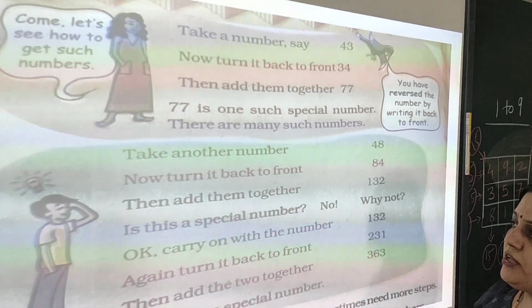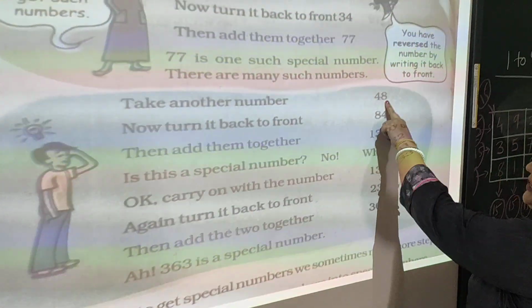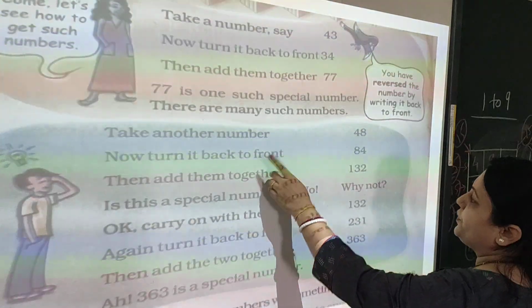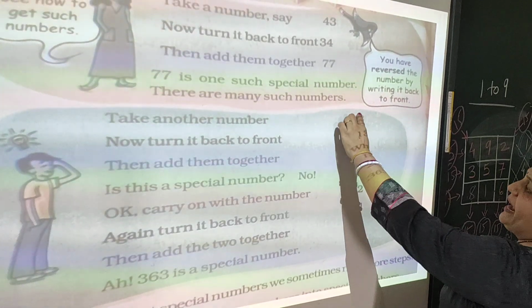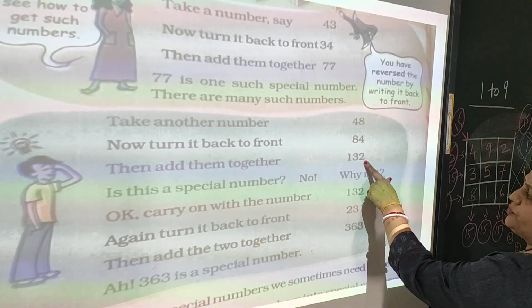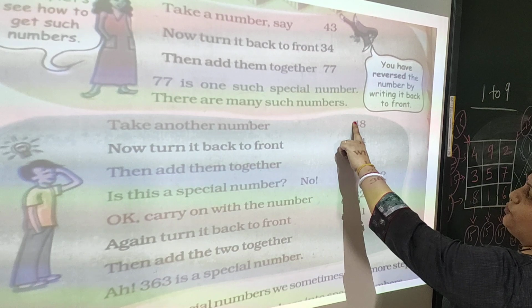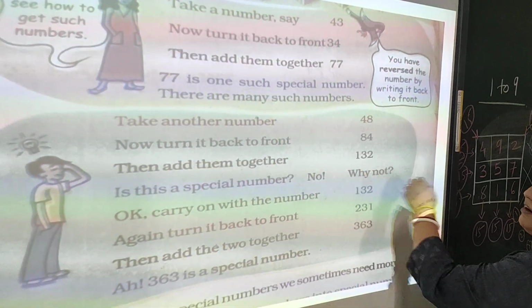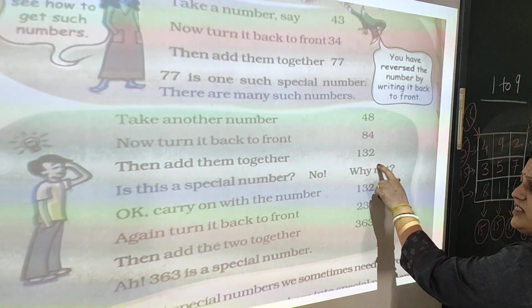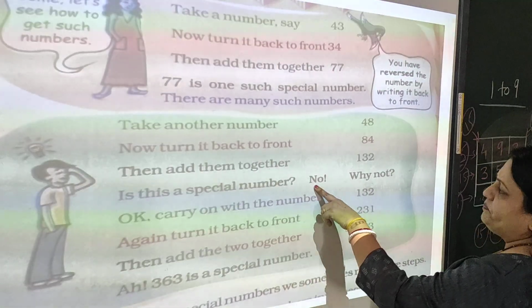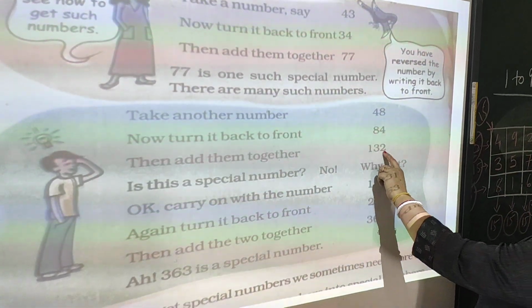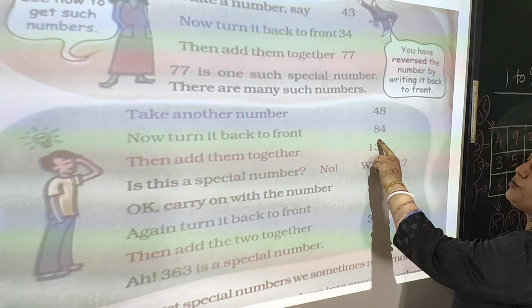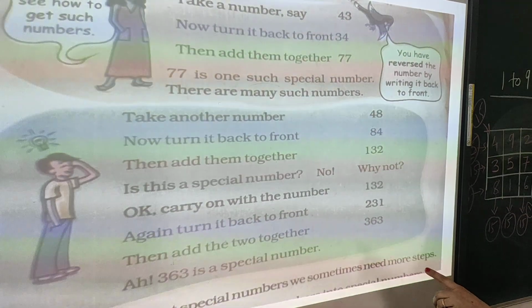Okay, see one more number here. Take another number, 48. Now turn it back to front. So 48 will become 84. Add these two numbers. 8 plus 4 is 12, 1 carried. 4 plus 1 is 5, plus 8 is 13. 132. Now, is 132 a special number? No, because if we change the order, it will become 231. So it is not a special number.